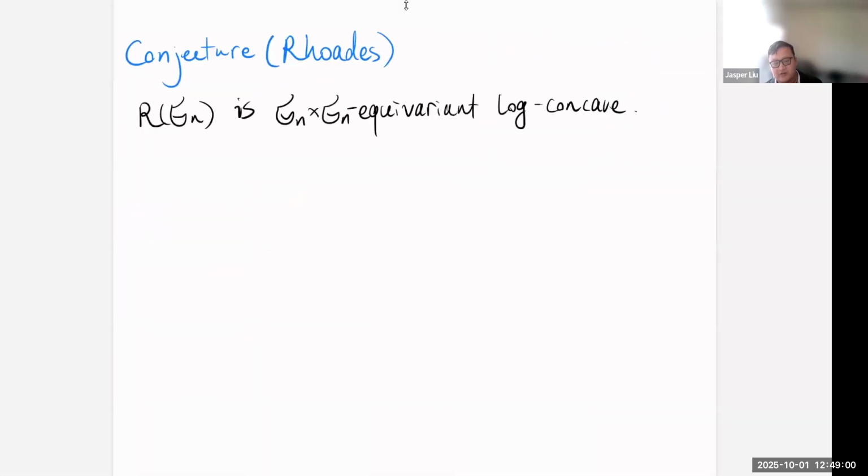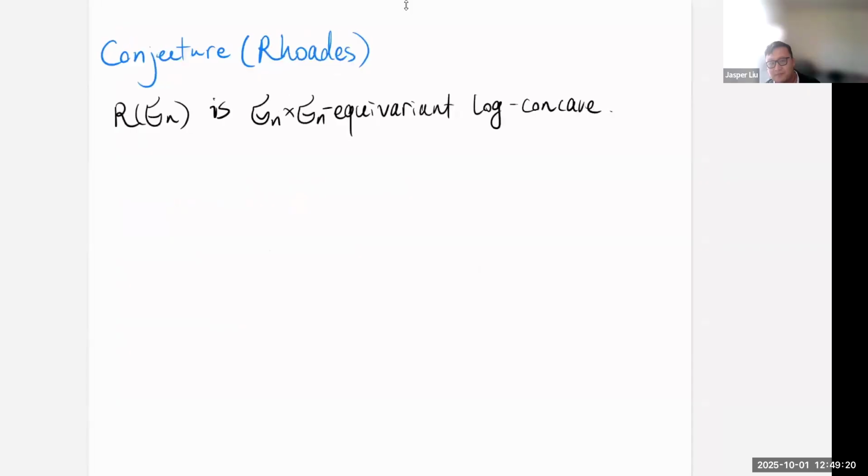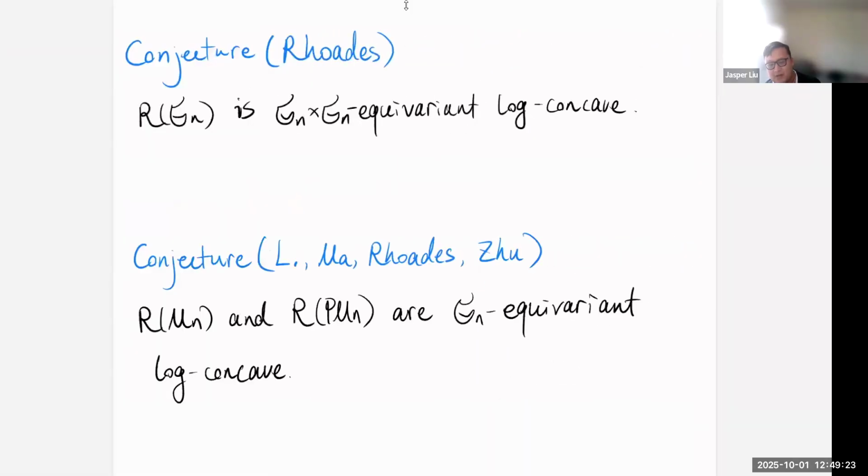So Brendon gave the original conjecture that the orbit harmonics quotient ring from the symmetric group is Sn cross Sn equivariant log concave. So this is a very strong conjecture and will actually imply Chen's conjecture if proven. And we also have the conjecture that if we take the involution locus and the fixed point free involution locus, the quotient rings from the orbit harmonics are Sn equivariant log concave.